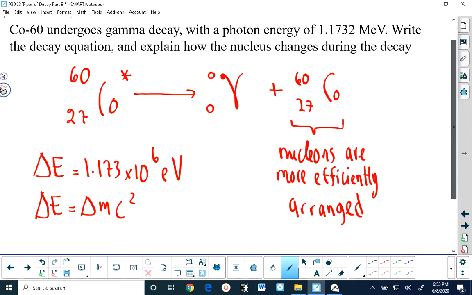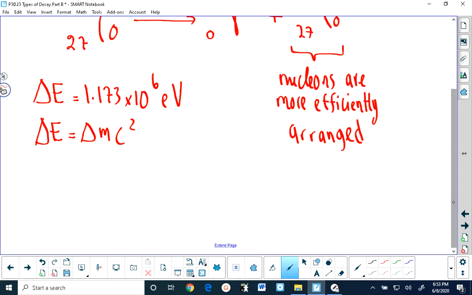When we did alpha decay the other day and beta decay the other day, we did calculations that showed the mass decreases during those decays. And I made a big deal out of the fact that the reason the mass decreases is because they are exothermic. Well, gamma decay is exothermic as well. So we can go a little bit further and take that change in energy divided by the speed of light squared to get the change in mass.